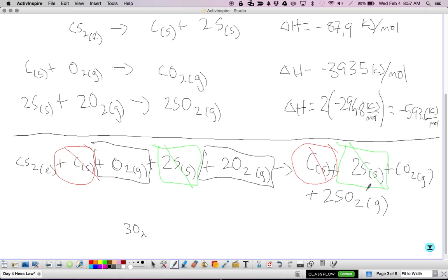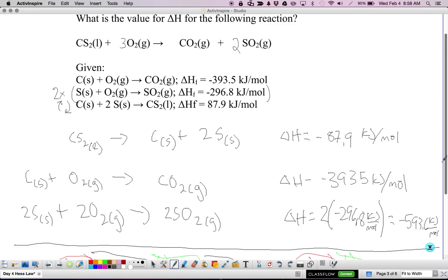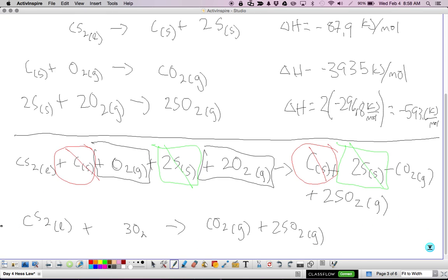Okay. And then I'm left with CS2 plus 3 O2 yields CO2 gas plus 2 SO2 gas. All right. And notice that this is equal to what I'm trying to find. And that's my first check, okay? So in order to know if you've done these correctly, this has to be the case. I need to make sure that I make exactly what I'm trying to find.